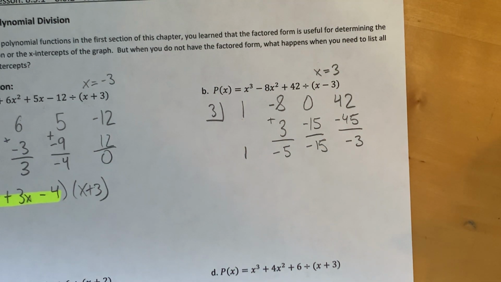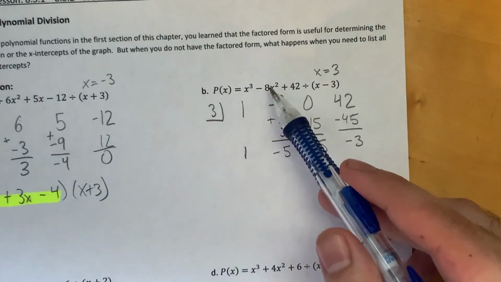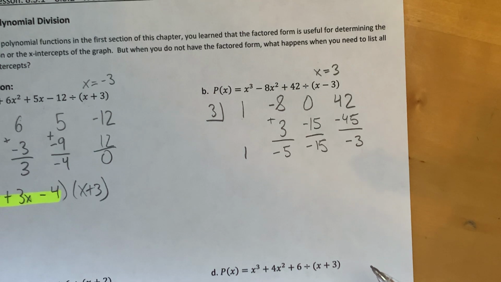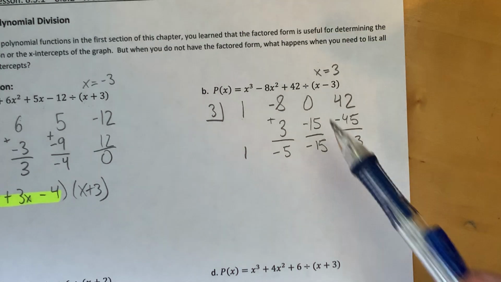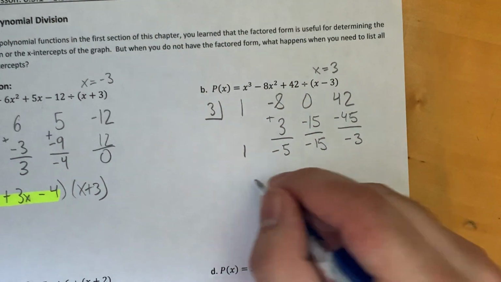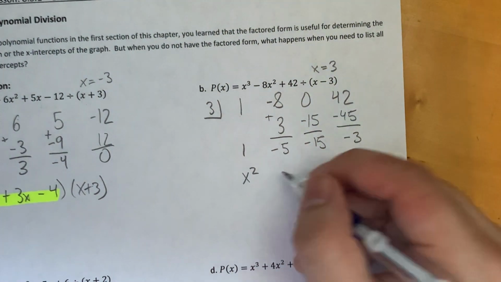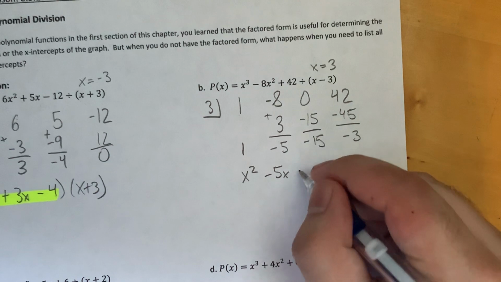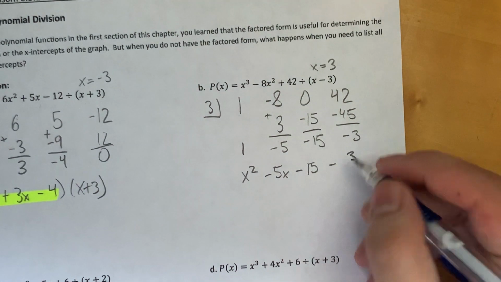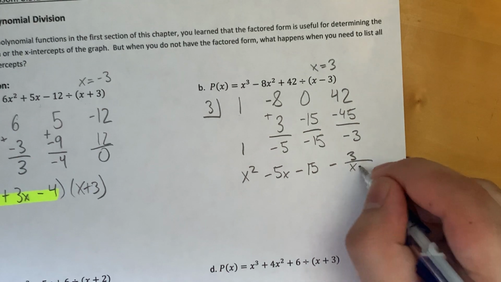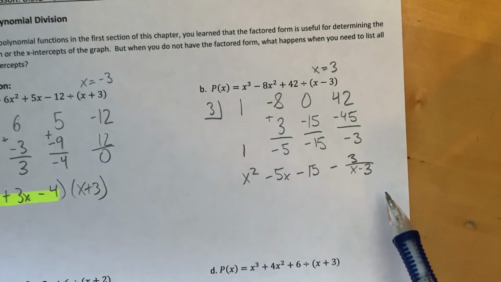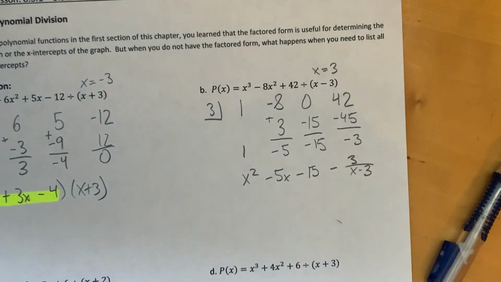Well, if we're going to multiply x minus 3 back into it, what do we need to divide -3 by? x minus 3. So if we want to put it into there, you'll get x squared minus 5x minus 15 minus 3 over x minus 3. This would be your answer in synthetic division.